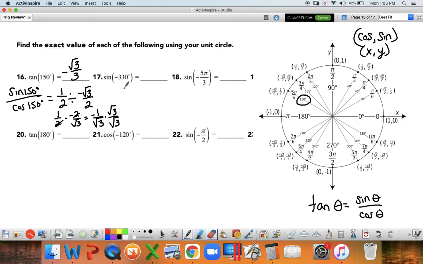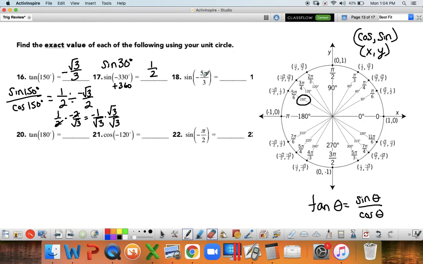Now our next question is the sine of negative 330 degrees. Negative 330 degrees is not on here. So what I want to do is find a coterminal angle with negative 330 degrees. I'm going to add 360 to this. When I do that, I wind up with the sine of 30 degrees. And thankfully, 30 degrees is right on here. So I look at 30 degrees, and I look at the sine value, which is 1/2.